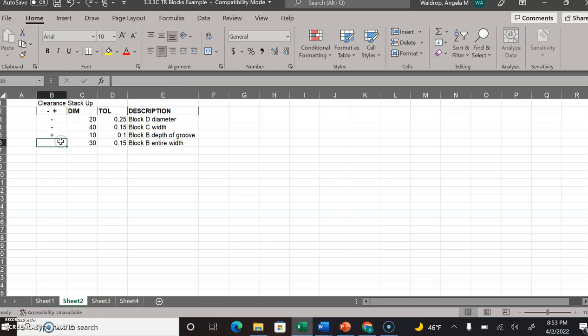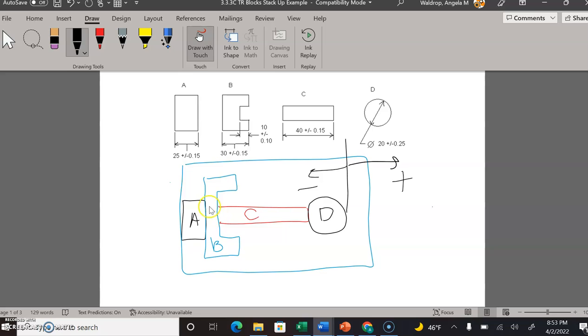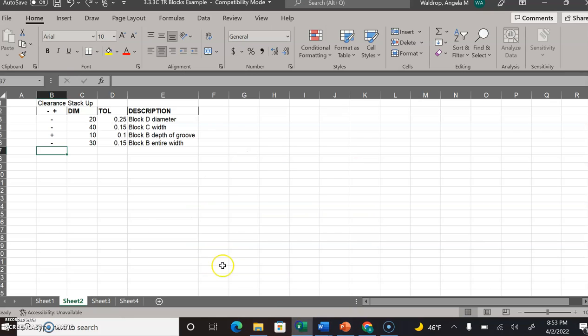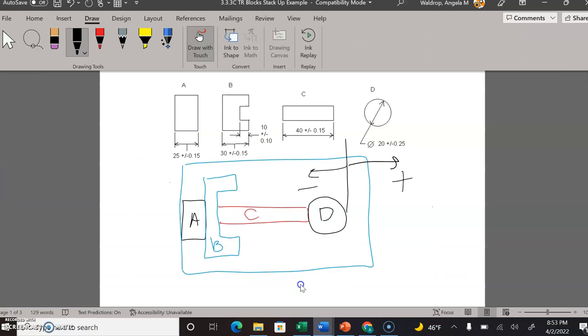And that will be negative. Finally, I'm at my last block. If I look at my picture, I've gotten this edge of block B. Now I'm going to go to block A, which is 25 plus or minus 0.15. And I'm going from the right to the left, so that is a negative direction.